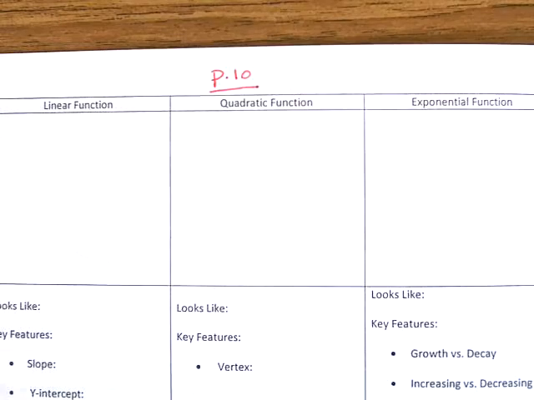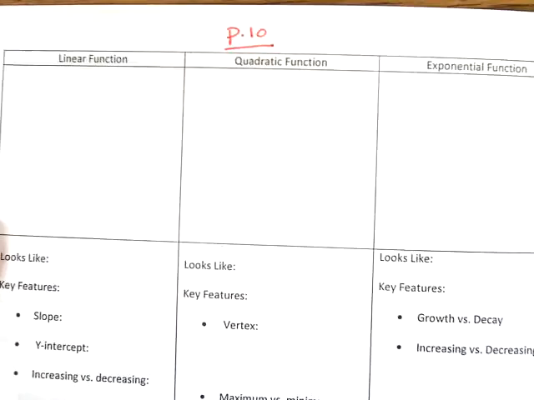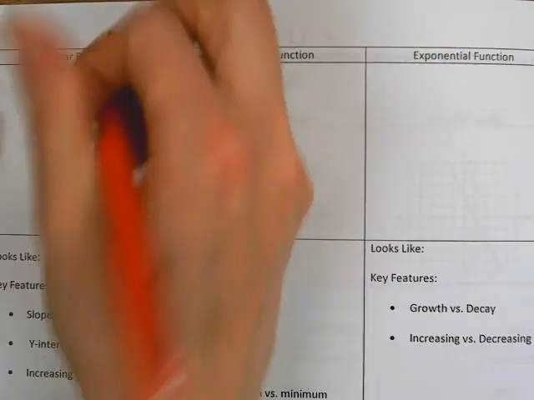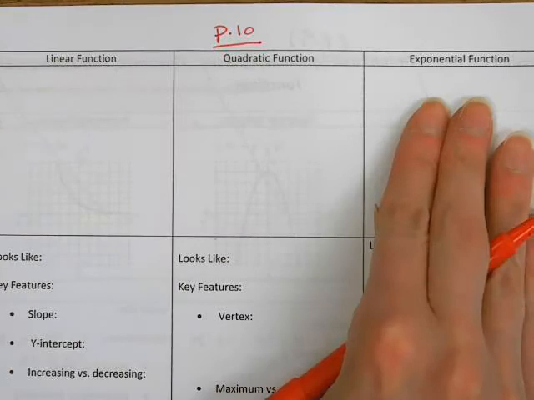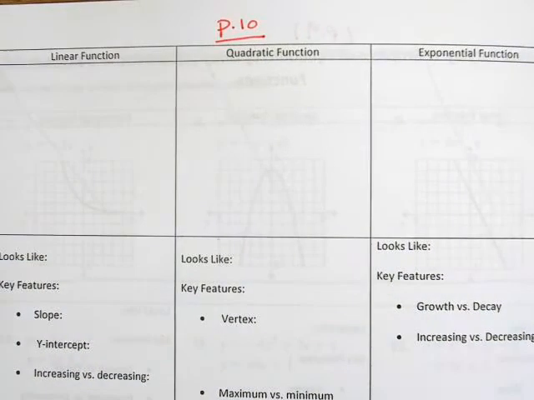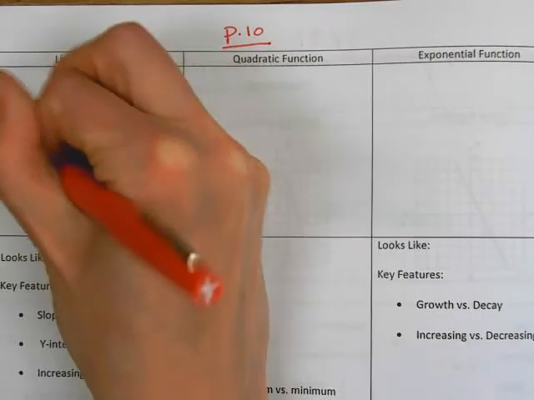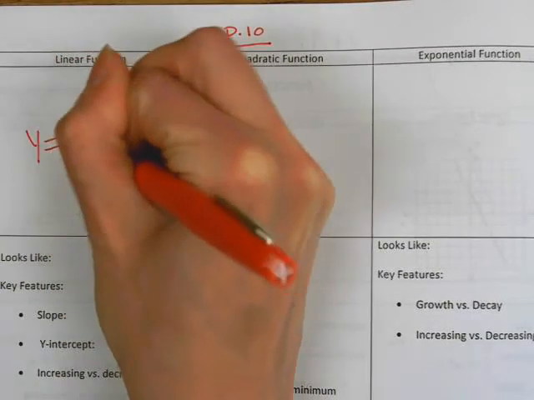Okay, so this is page 10. It's pretty much the same thing as from page 9, but on this side, I'm going to give you the equation, not a graph, and you're going to have to do the same things. Okay, so a linear function is y equals mx plus b.